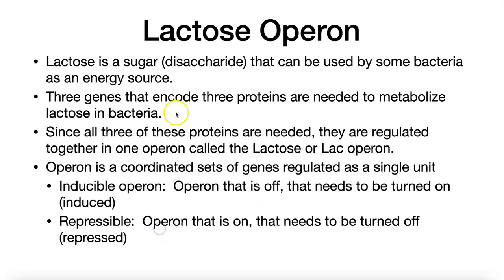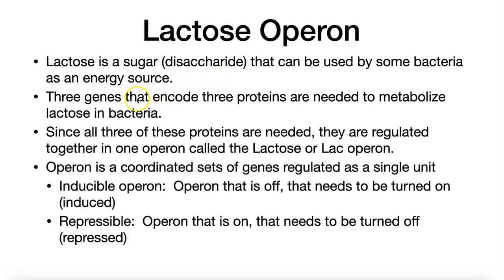And in bacteria, they use a series of operons to achieve gene regulation. One classic example is known as the lactose operon. And lactose is a sugar. It's a disaccharide, so it's two sugars linked together, two monosaccharides linked together. And sugars like lactose can be used as an energy source in some bacteria.